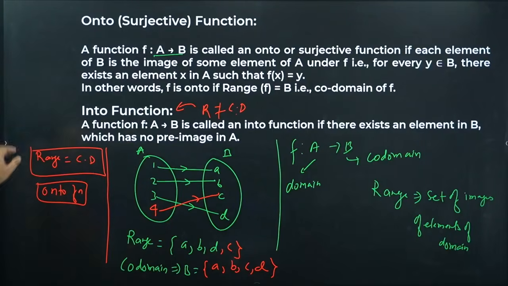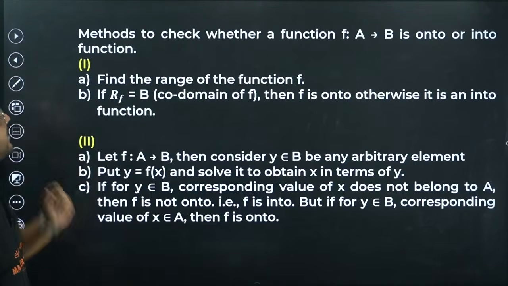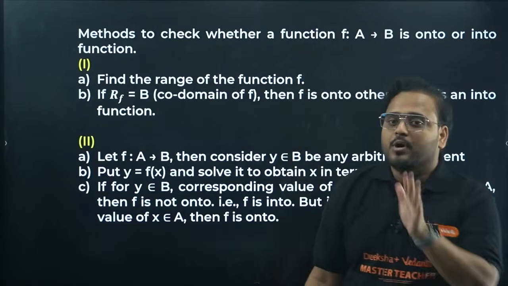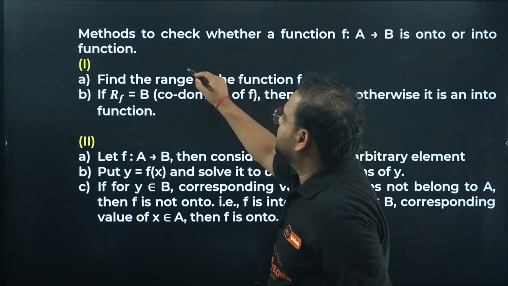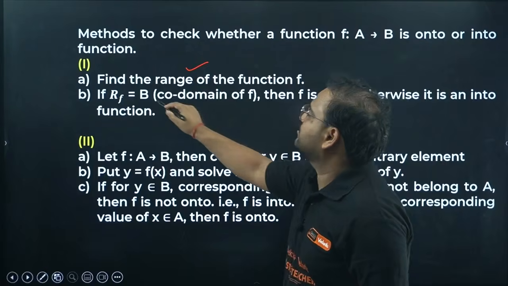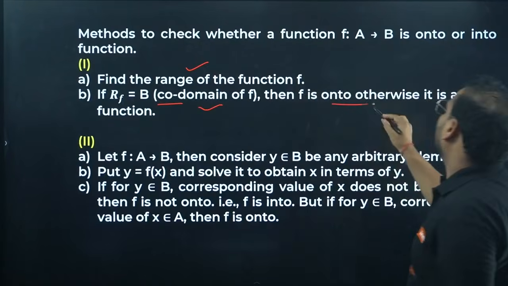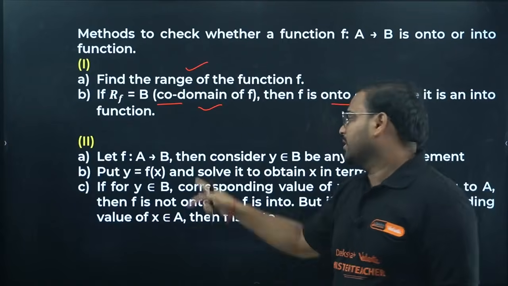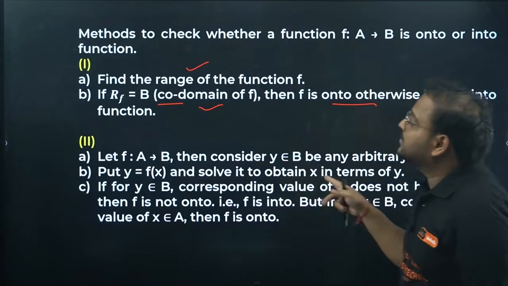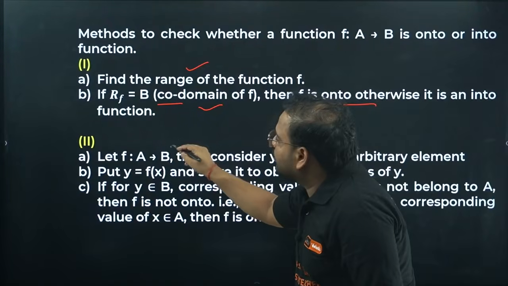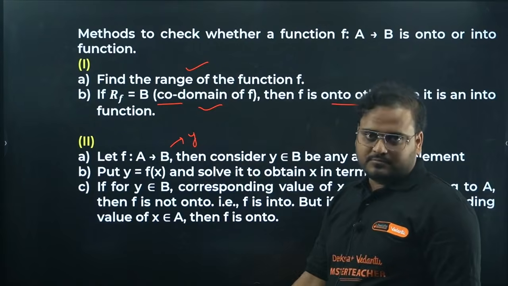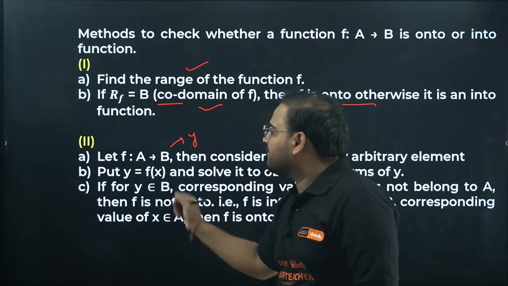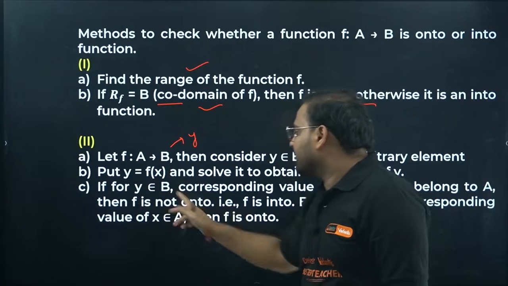Let's have a look. Next we're going to see methods to check whether a function f: A to B is onto or into. Method number 1, find the range. If range is equal to the codomain, the given function is onto, otherwise into. Next is the long method. Take a value from the codomain, and that value you put over here, y equal to f(x). Solve for x, find the value of x over here.